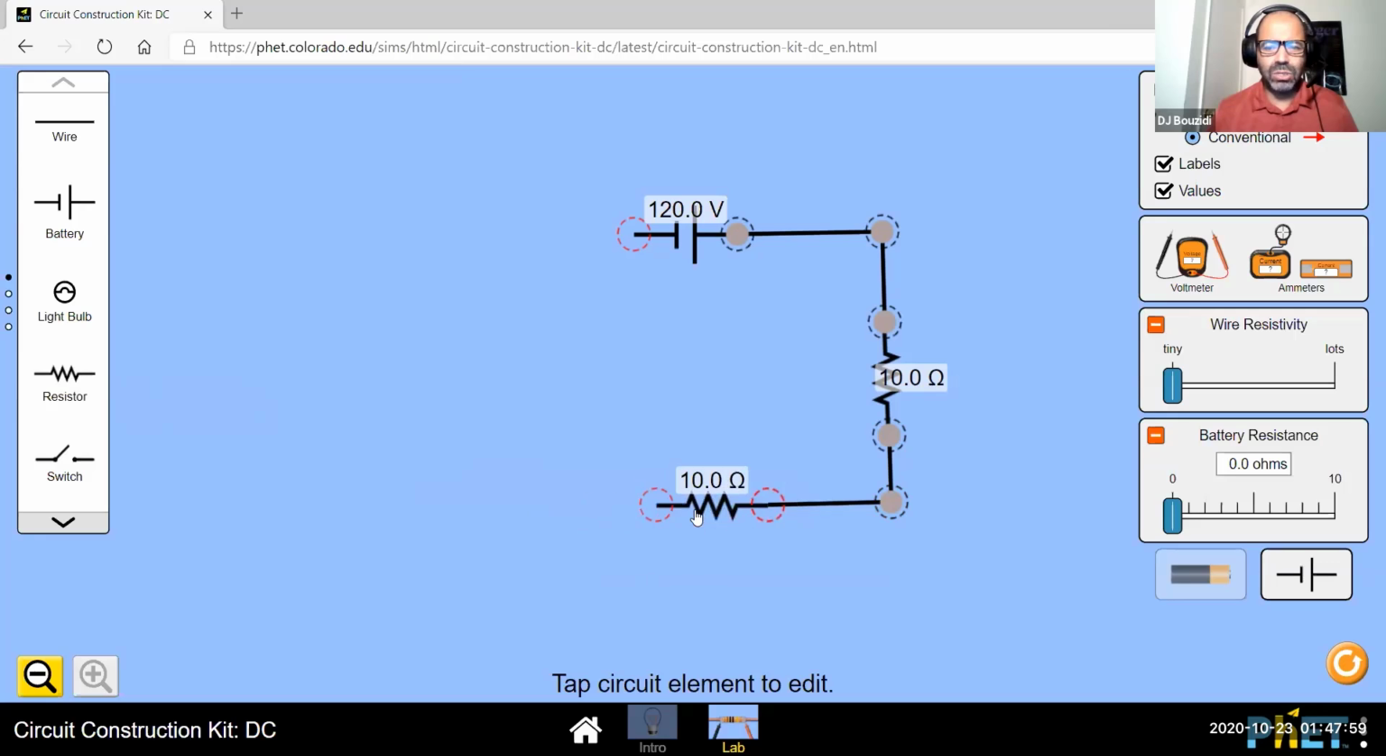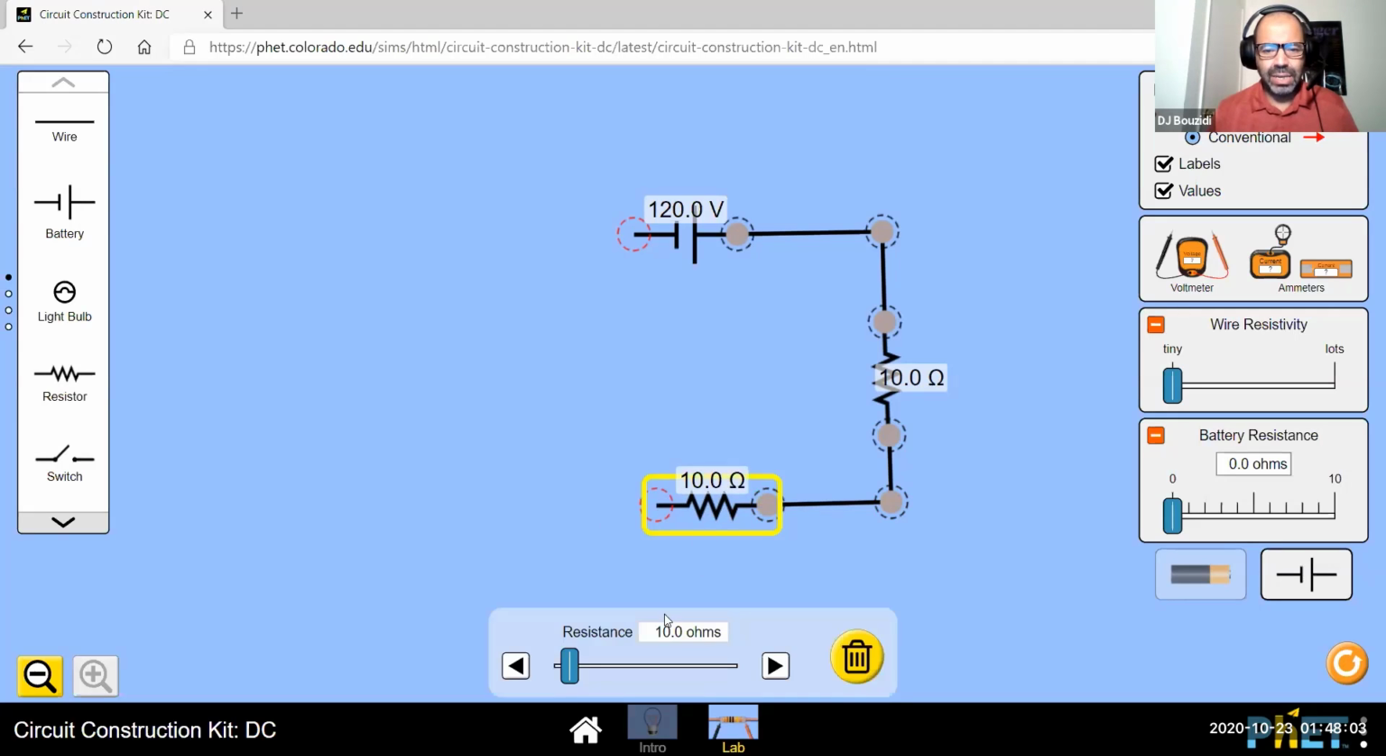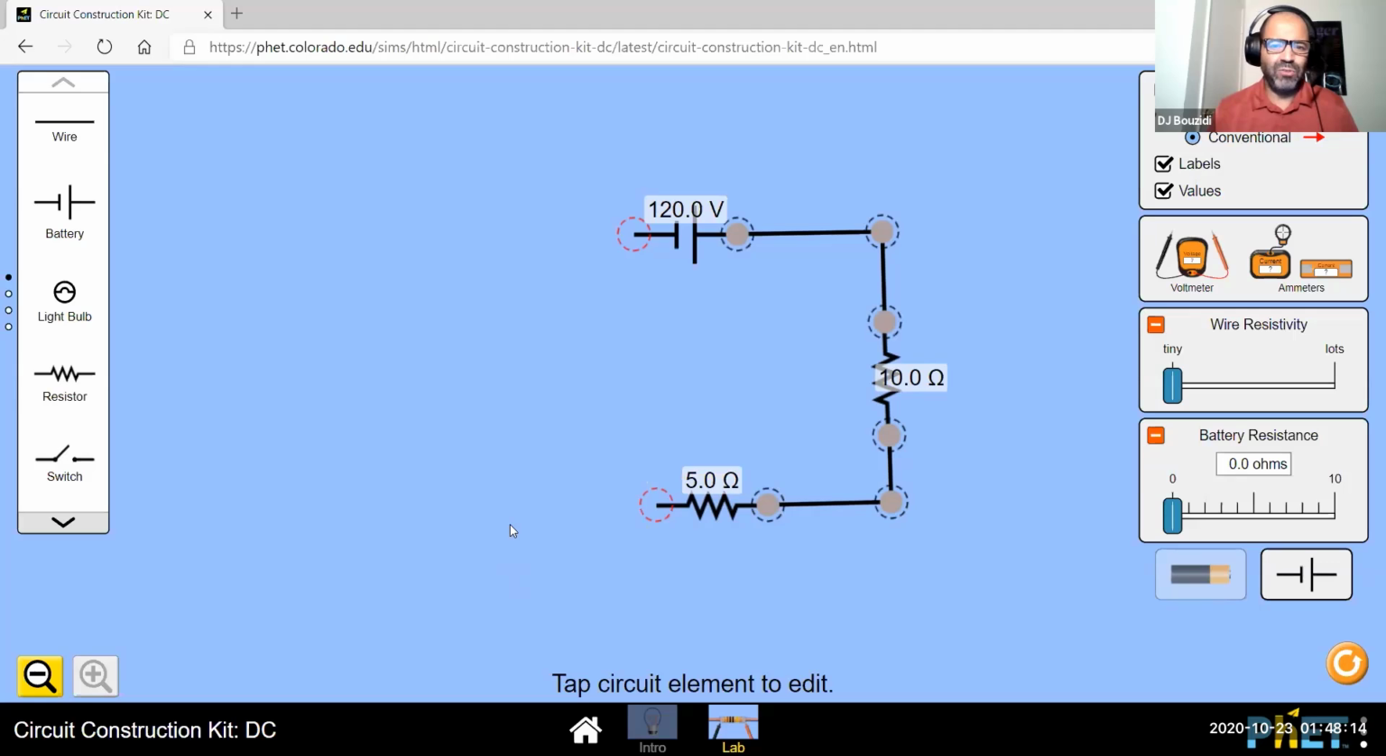This resistor has to be 5 ohms. So I'm going to click on it. I'm going to change the value or enter it manually. Can I enter? No, I cannot. So I'm going to move around until I'm around 5 ohms. Then I'm going to move just one step to make it 5 ohms. So this is 5 ohms. This is the R1.